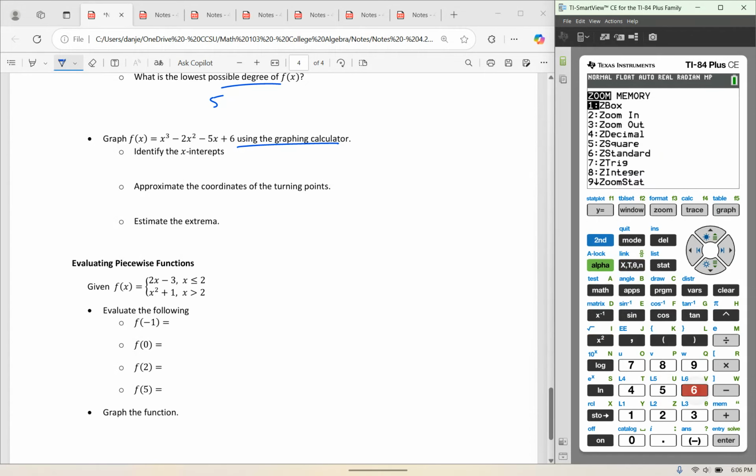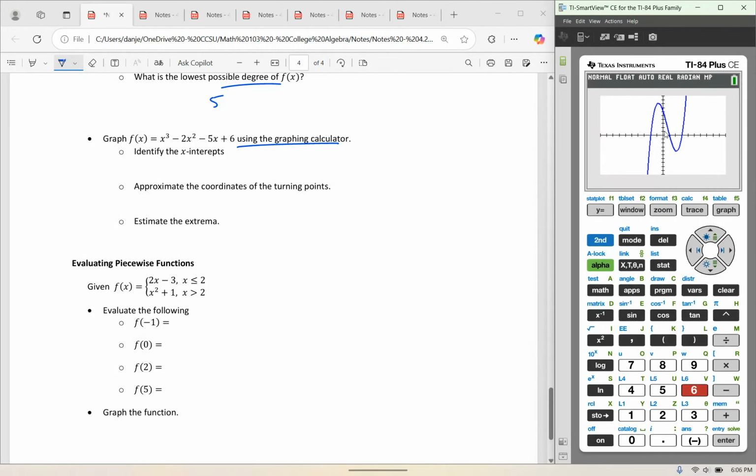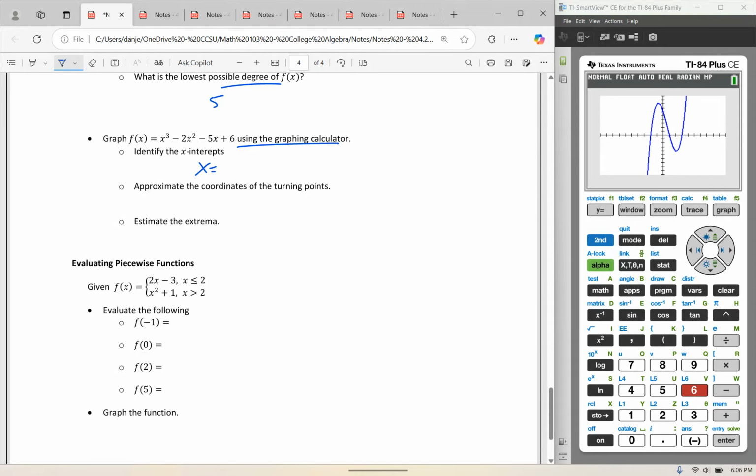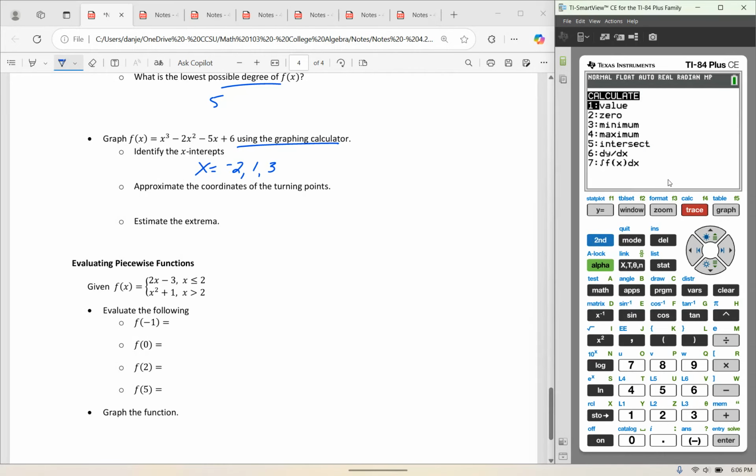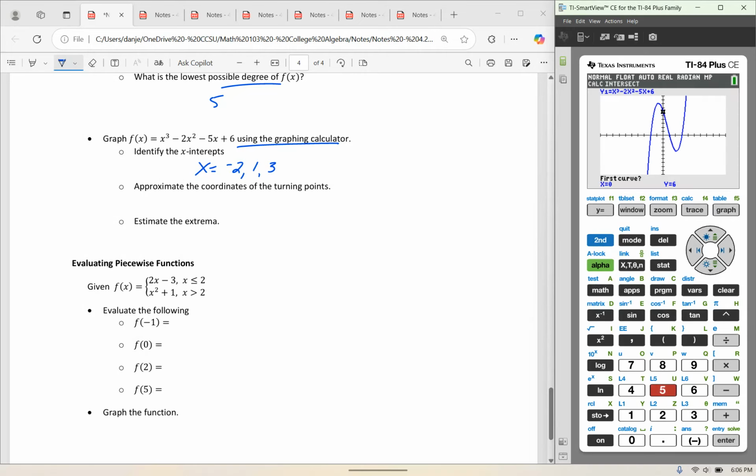I'm going to hit my zoom 6 for a standard window. Here's what that graph looks like. Identify the x-intercepts. Okay, there's an x-intercept here, here, and here. They look to be at x equals -2, 1, and 3. To find those, we could do second calc number 5 intersection.